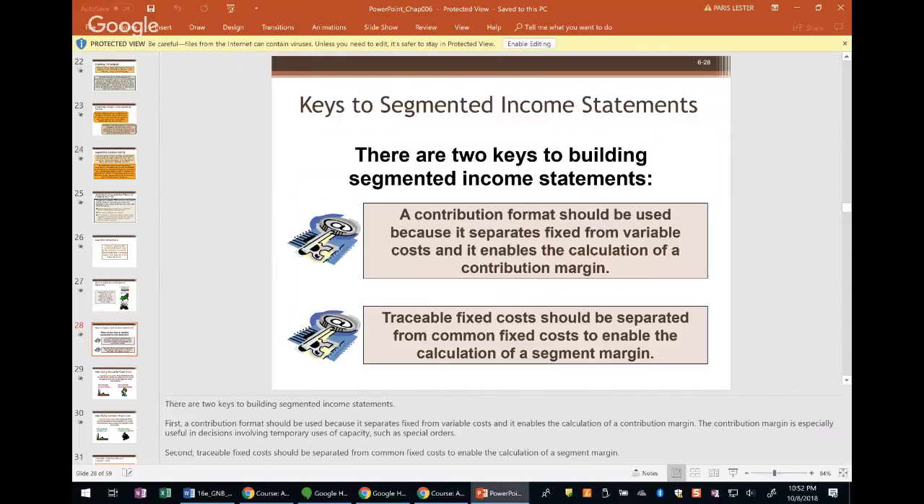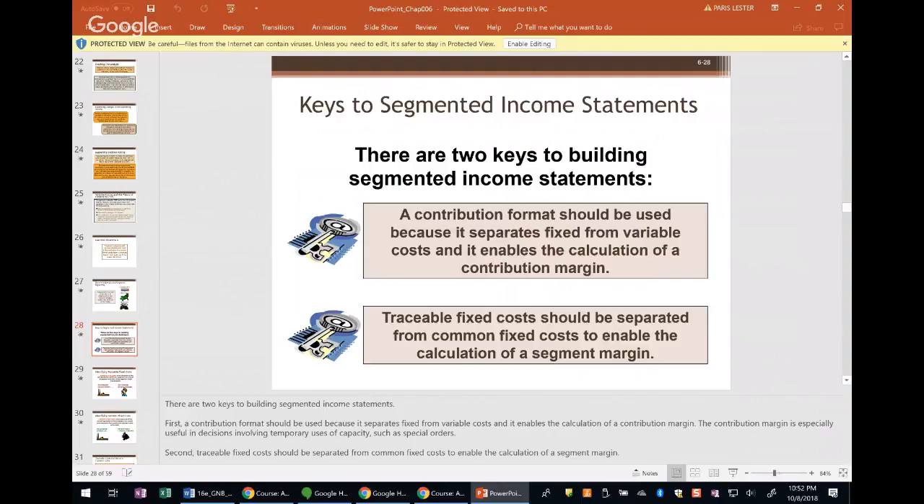Okay. In the remainder of this chapter, we'll learn how to use the contribution approach to construct income statements for business segments. These segment income statements are useful for analyzing profitability, making decisions, what have you.